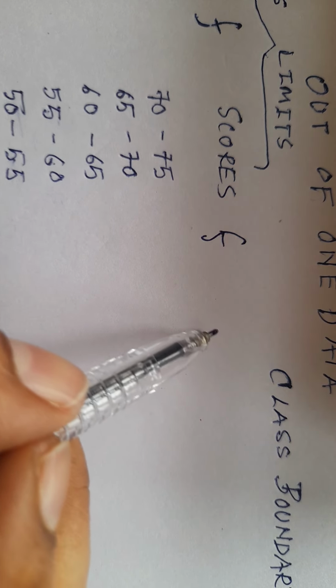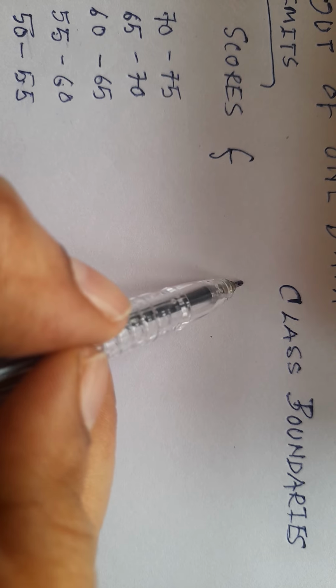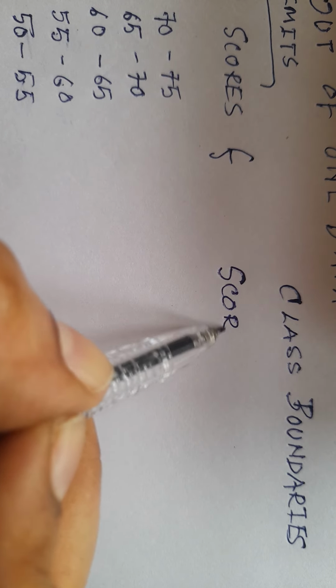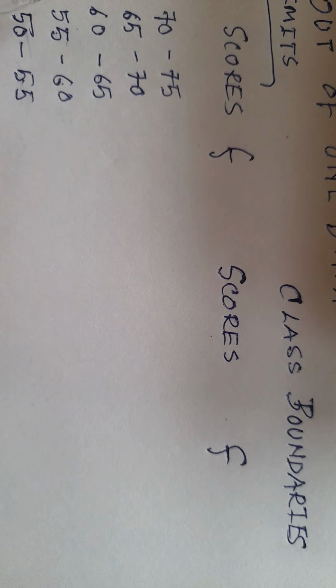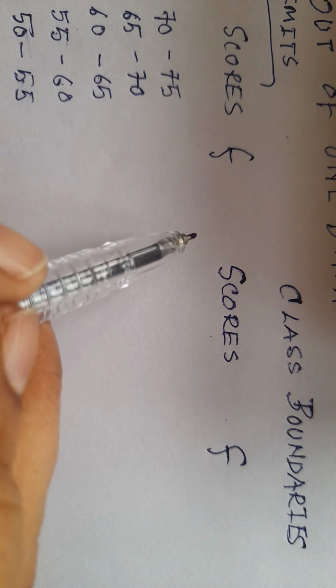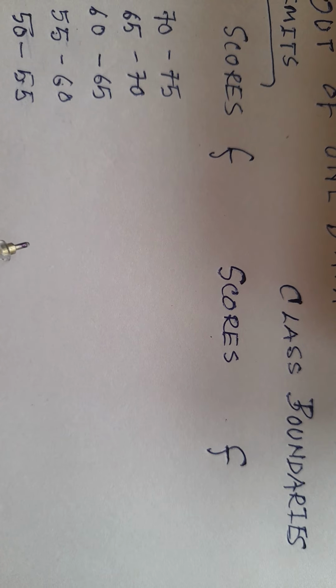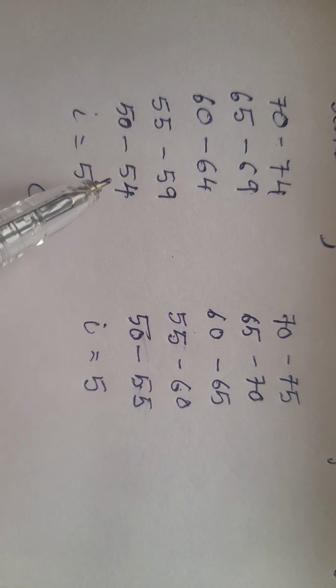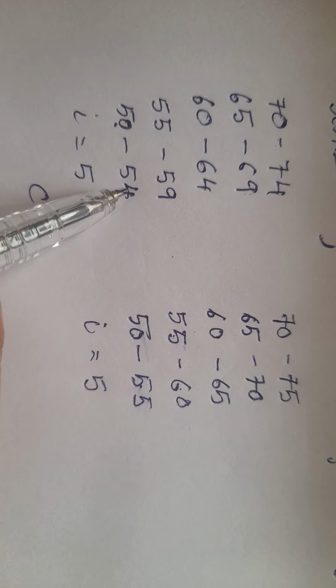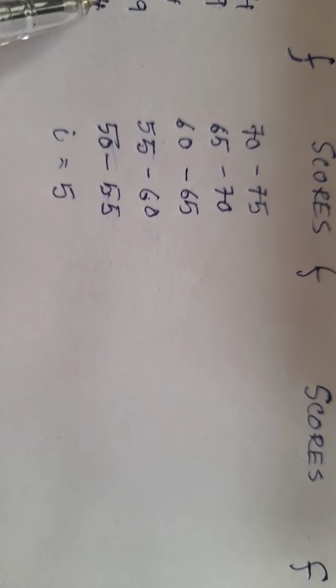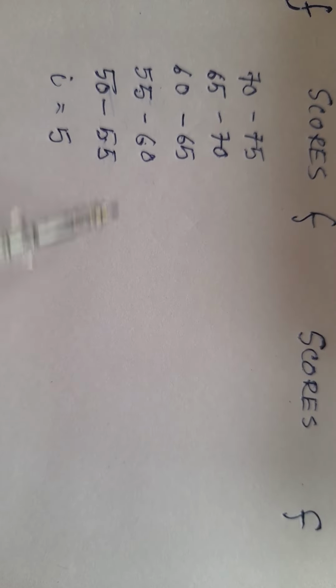See, scores and frequency. The same frequency distribution where you are showing class limits, you can show the class boundaries, and you have to refer to the first method. That is, the first method is this method. The lower limit of this and the higher limit of this makes the class boundaries. Now let us then make the class boundaries.